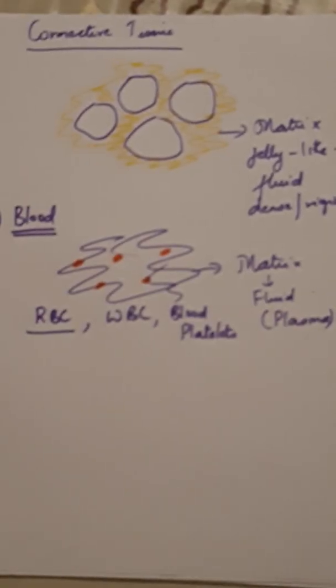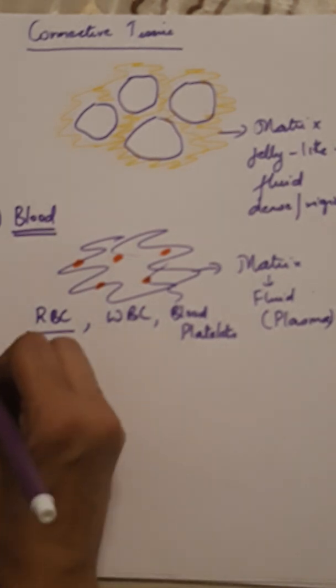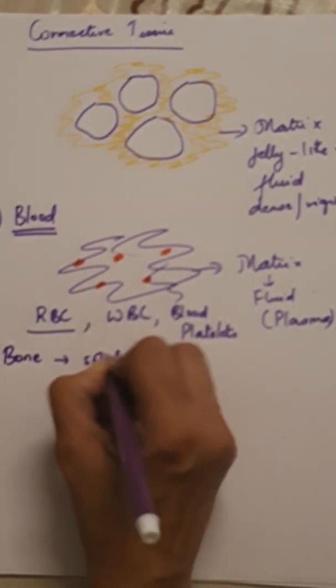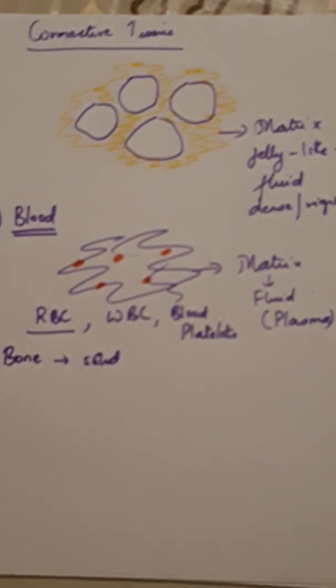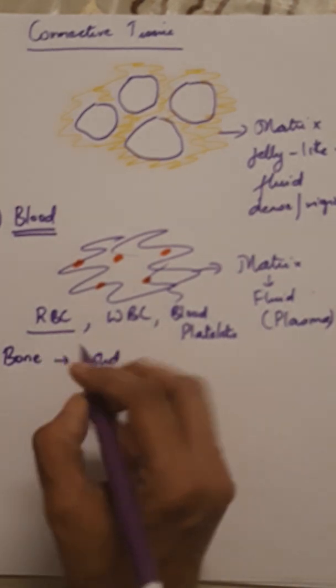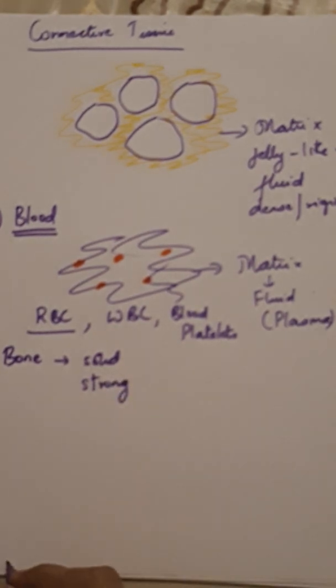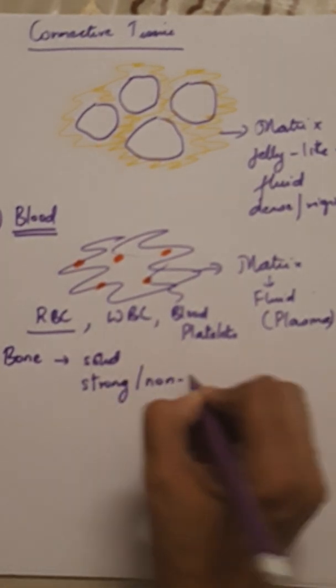We now come to the next type of connective tissue, and that is the bone. The bone is a solid connective tissue. The bone forms a framework that supports the body. It anchors muscles. The bone also supports the main organs of the body. Bone is a connective tissue which is very strong. It is non-flexible.